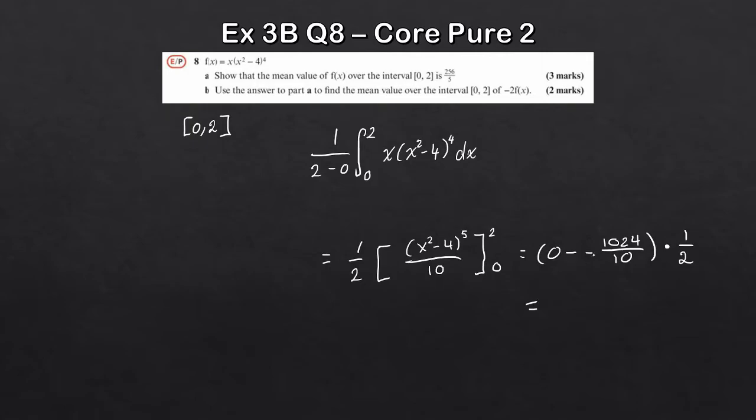Okay, so this comes out as 1024 over 10 times the half here. So if you work this out, you get 256 over 5. Okay, so that's exactly what we needed there, so that's as required. So not too bad to start off with. And then part B, it's a little follow-up.